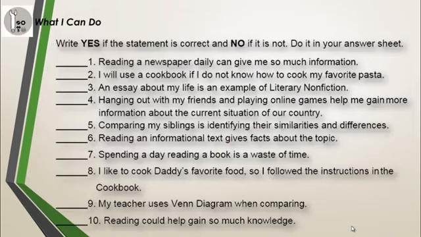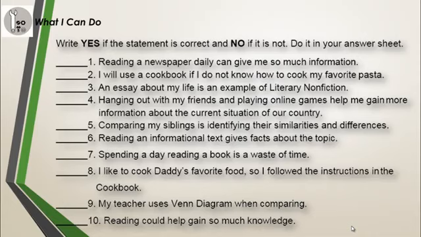Write yes if the statement is correct and no if it is not. Do it in your answer sheet. 1. Reading a newspaper daily can give me so much information. 2. I will use a cookbook if I do not know how to cook my favorite pasta. 3. An essay about my life is an example of literary non-fiction.